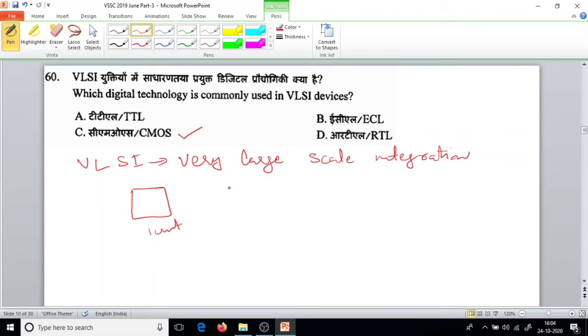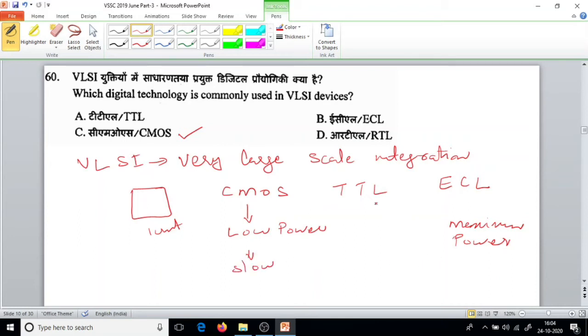Now, you can take TTL also, and one more is ECL. Comparing all these, CMOS is a very low power consumption concept. ECL takes maximum power. TTL is in between. CMOS is the slowest one, and ECL is the fastest. In ECL, the transistors are not allowed to go into complete saturation, so that is why it is the fastest.